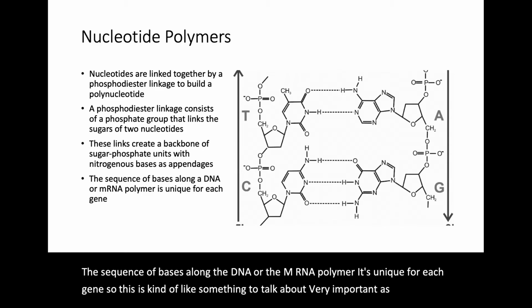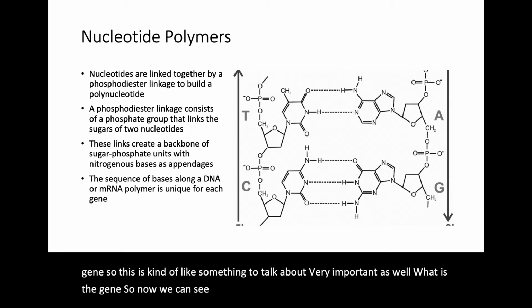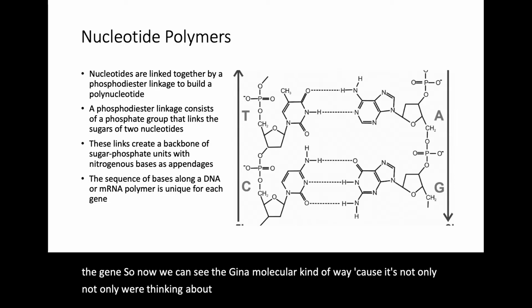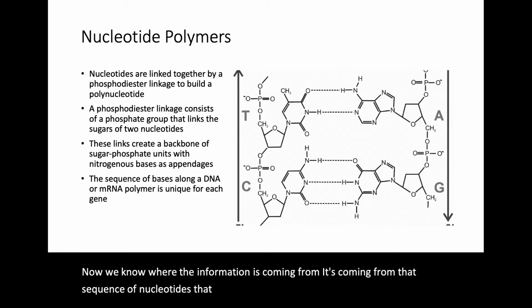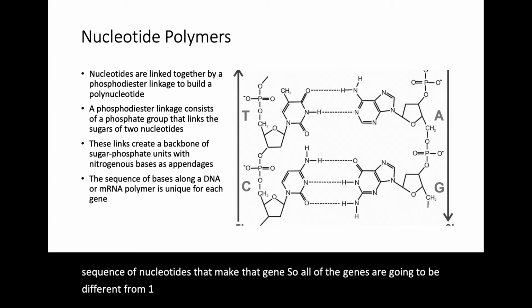What is a gene? Now we can see the gene in a molecular way, because we're not only thinking about genes as little segments of DNA with specific information. Now we know where the information is coming from. It's coming from that sequence of nucleotides that make that gene. So all of the genes are going to be different from one another because the nucleotides inside of that gene are actually different from one another.